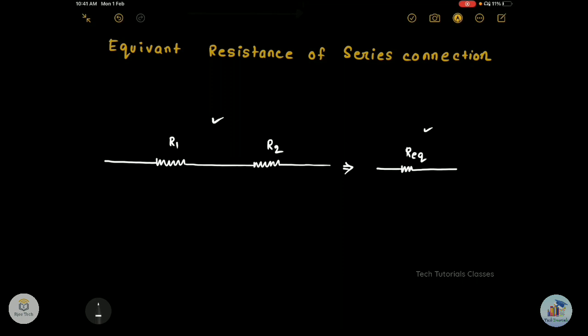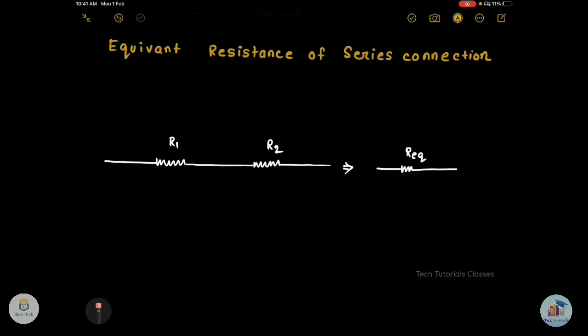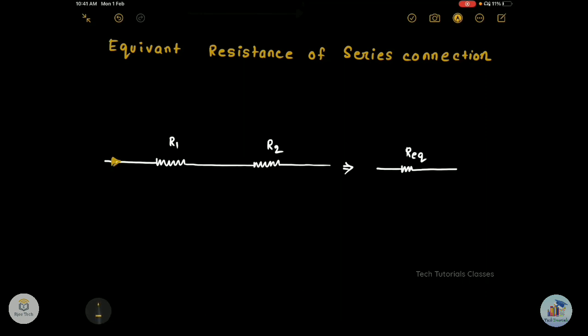Okay, so for calculating the equivalent resistance, see what we will do. Suppose the current I is flowing through this circuit.